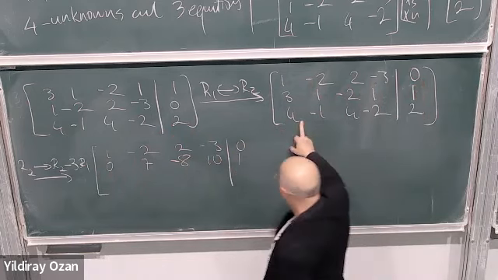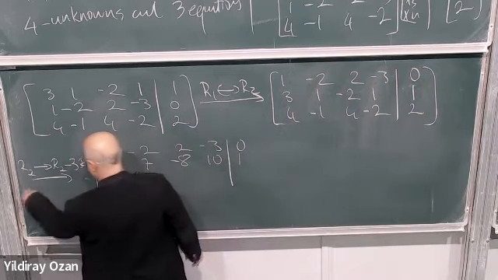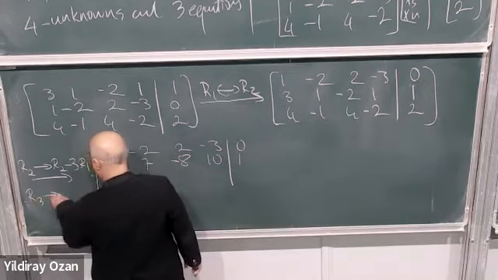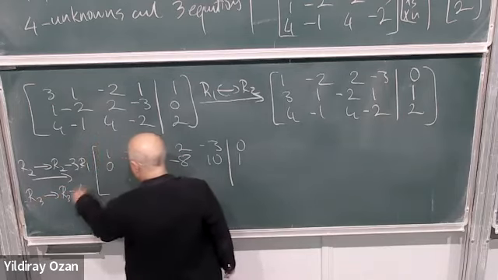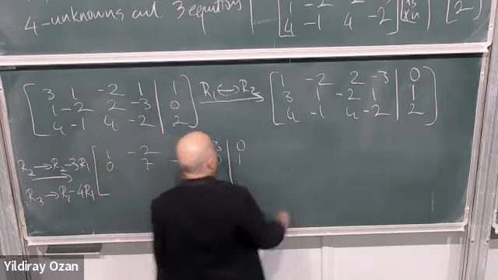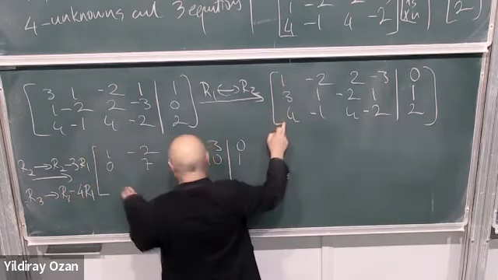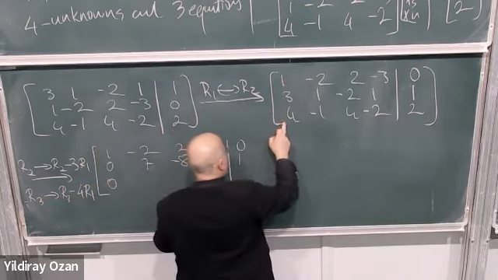And I can kill this guy also. How? Well, the third row is replaced by the third row minus 4 times the first row. So if you do that, you get 0 here.